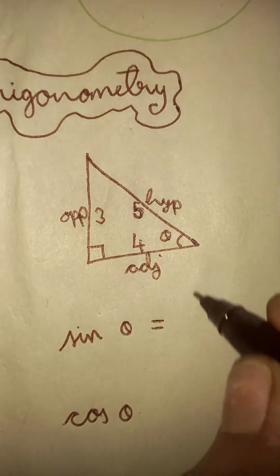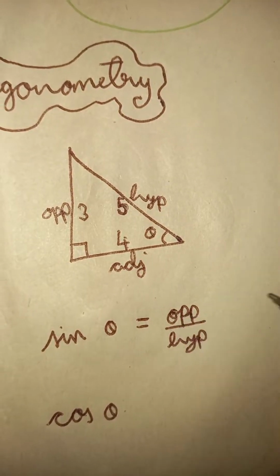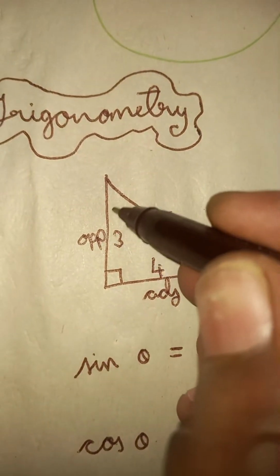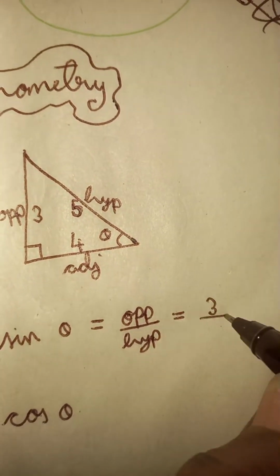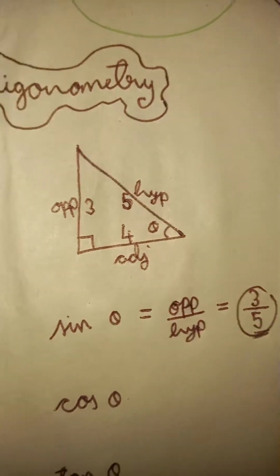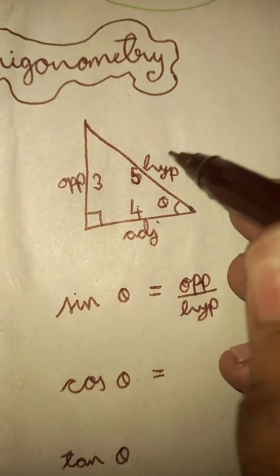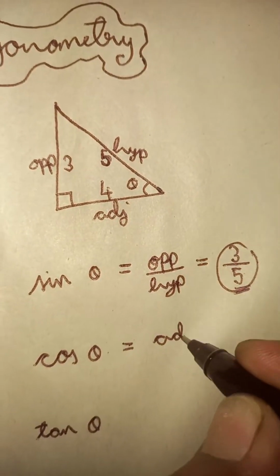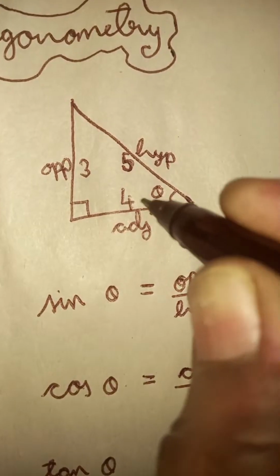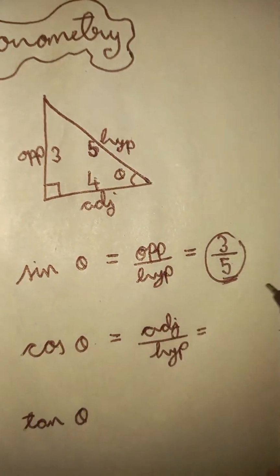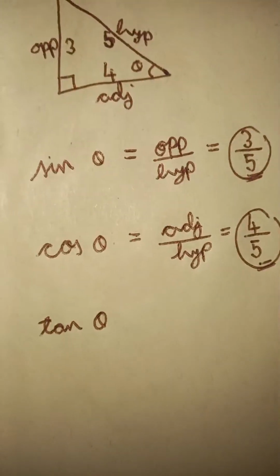Sine theta means you can write it as opposite by hypotenuse. Here, this is opposite, this is hypotenuse, so it is going to become 3 by 5. Now you're going to write out what cos of theta is. Cos theta means it is adjacent by hypotenuse. So this is adjacent, 4 units, hypotenuse 5. So it becomes the ratio 4 by 5.